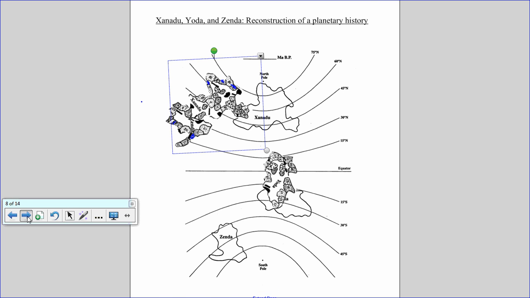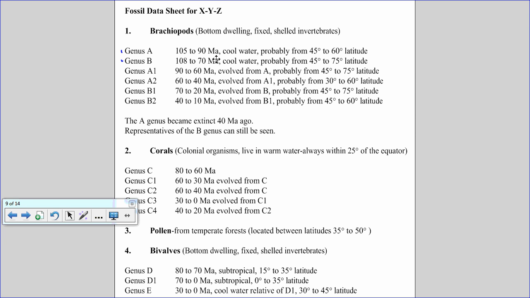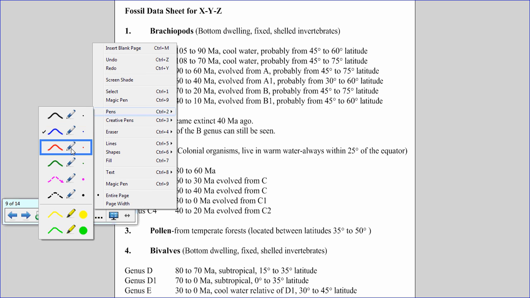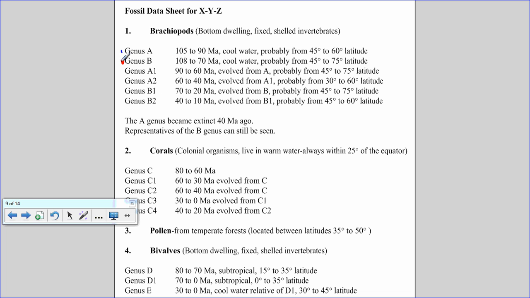The idea being, as you do this, you're going to reassemble the different maps. Once you finish the 100 million year map, the second map you make is going to be 75 million years. So now you choose fossils that were alive 75 million years ago. In this case, we can now choose B, again, because it's still alive 75 million years ago, C, which is our coral within 25 degrees of the equator, and D, which is found 15 to 35 degrees from the equator. We no longer use A. A is no longer alive, so we do not need to be concerned with where it's located on the map.